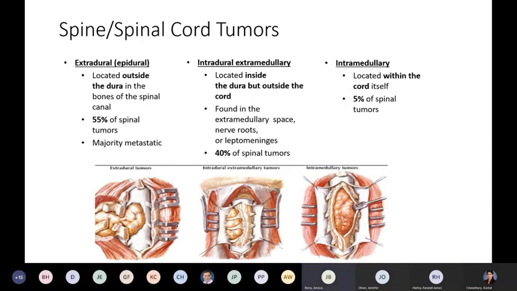So we're going to shift from degenerative disease into tumors. Does anyone have questions about the degenerative disease portion before I move on?